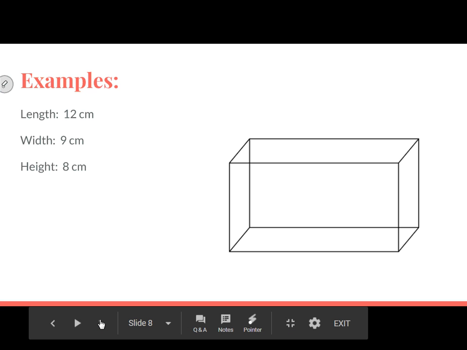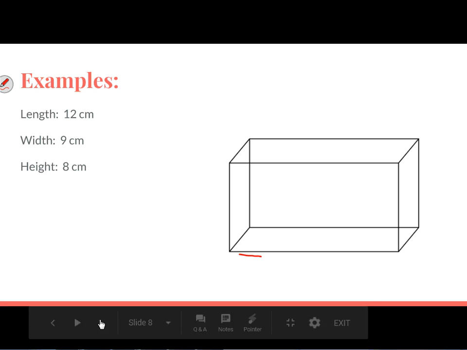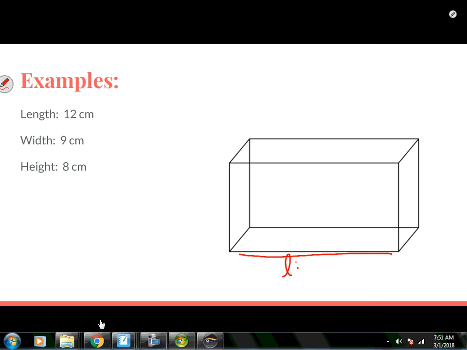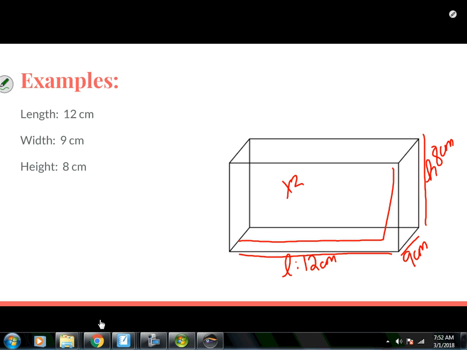Okay, another example, our length is 12 centimeters. Our width is 9 centimeters. And our height is 8 centimeters. Okay, and we're going to figure out this space times 2, this space times 2, and this space times 2. So let's do this front face.